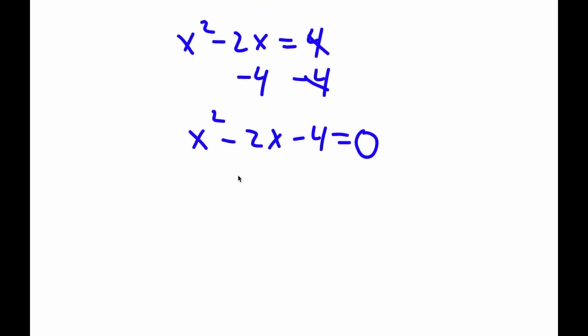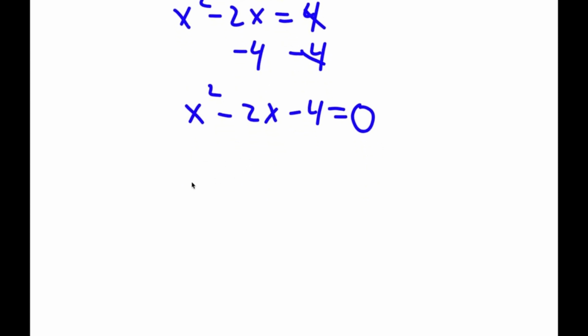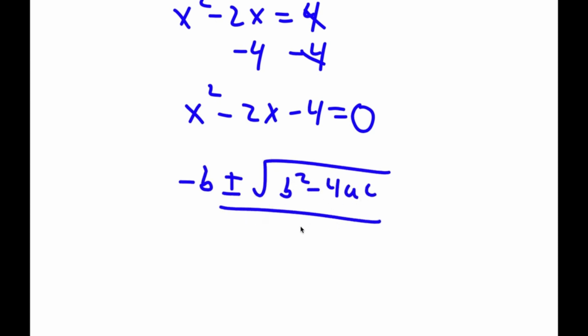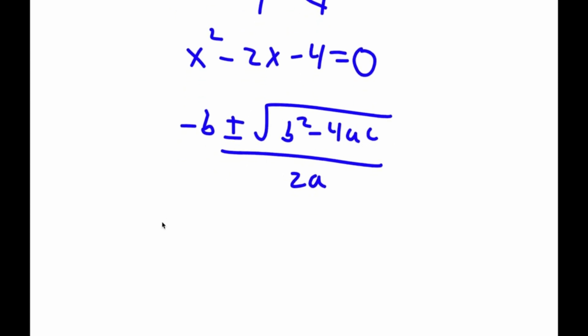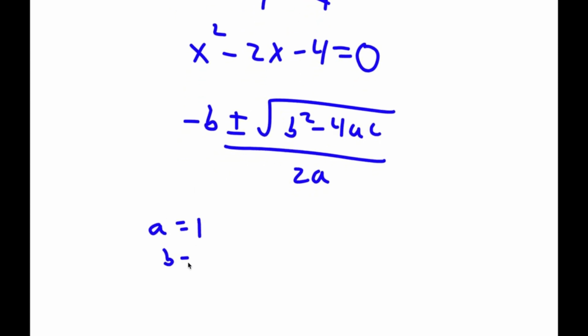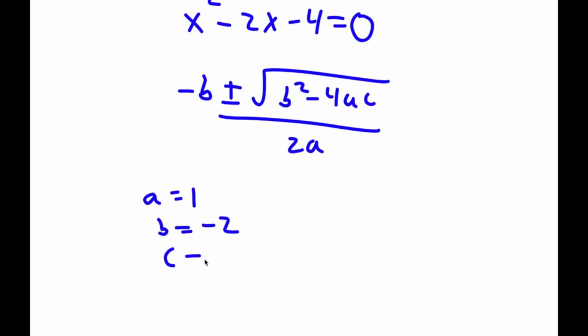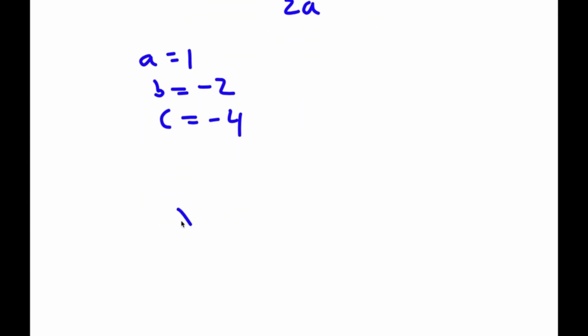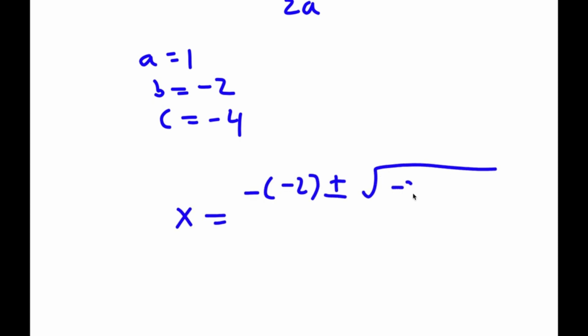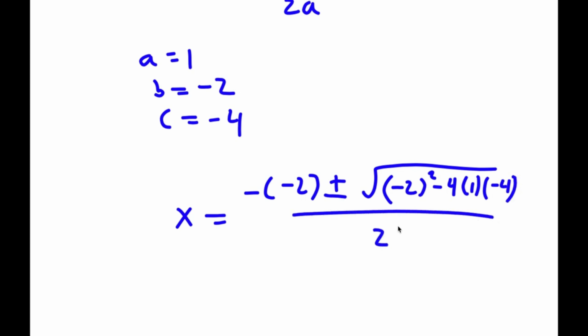So now to solve this, I'm going to use the quadratic formula, which is negative b plus or minus the square root of b squared minus 4ac, all over 2a. So in this case, a is 1, b is negative 2, and c is negative 4. So I have x equal to negative negative 2 plus or minus the square root of negative 2 squared minus 4 times a times c, all over 2a.